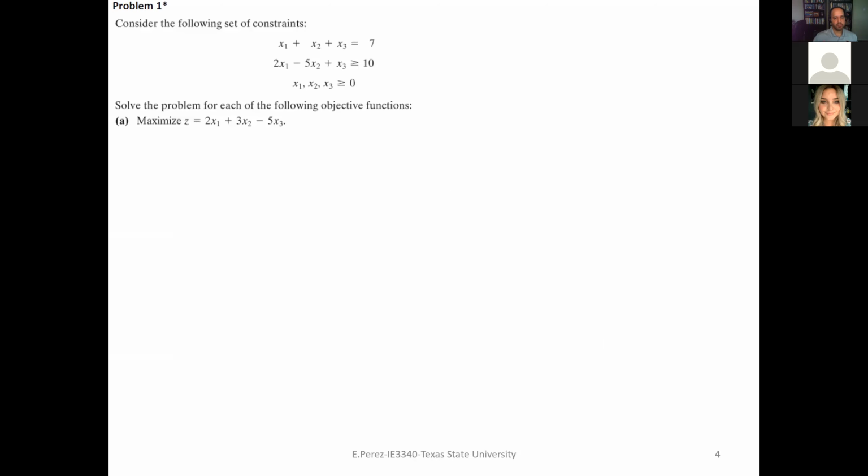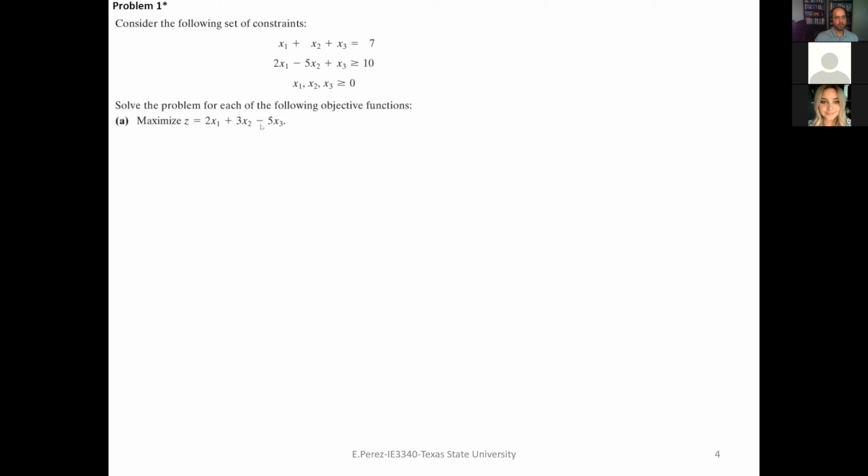So here I have some questions from the assignments that I just want to go over in case you have questions. In this first problem, we have a group of constraints, and we want to solve the problem for each of the following objective functions. This is coming from the artificial solution homework or assignment. And then you have this objective function, which is a maximization, and you want to solve the problem.